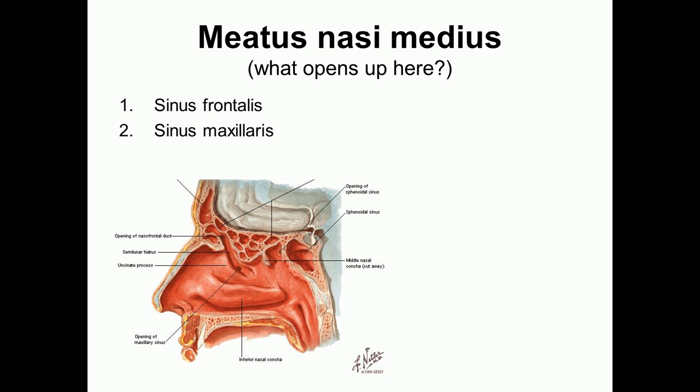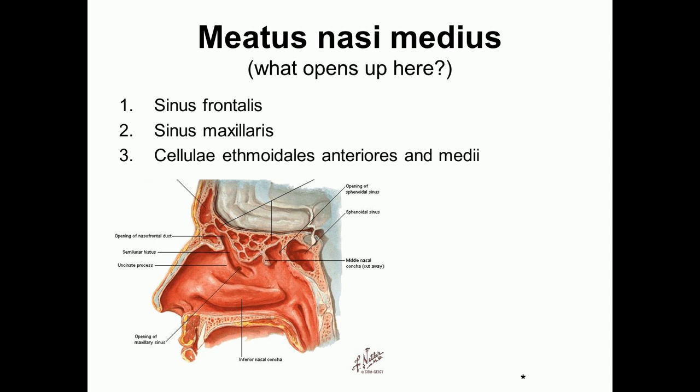sinus. And now number 3, cellulae ethmoidales anteriores and mediae. Here they are. So we can list that in meatus nasi medius 3 structures are opened: sinus frontalis, sinus maxillaris, and cellulae ethmoidales anteriores and mediae.